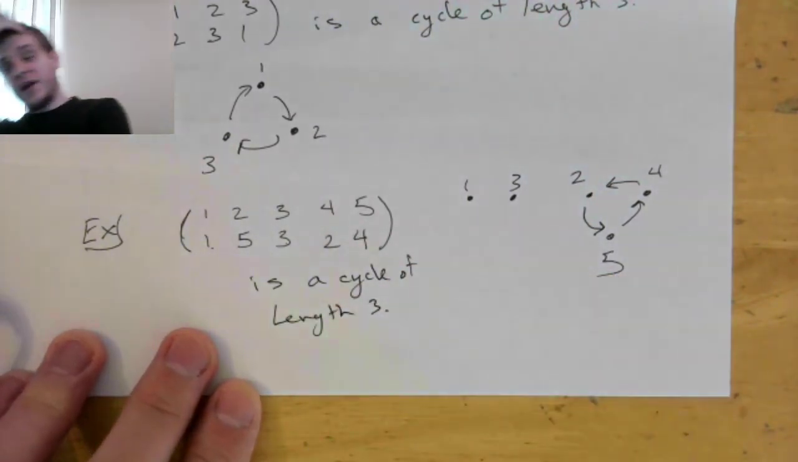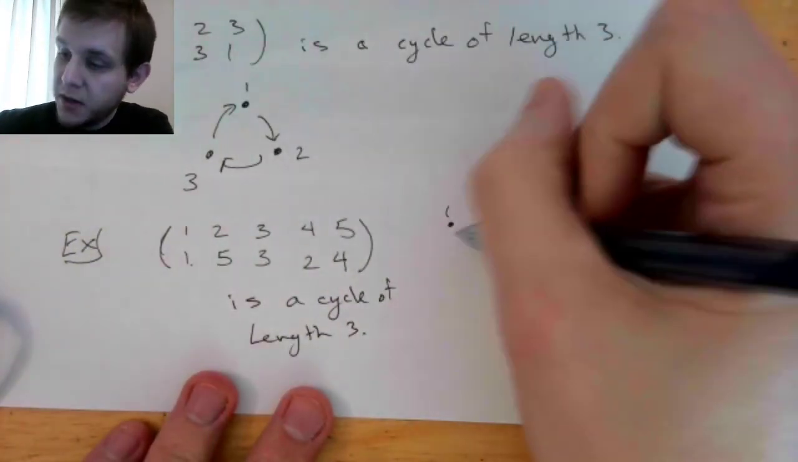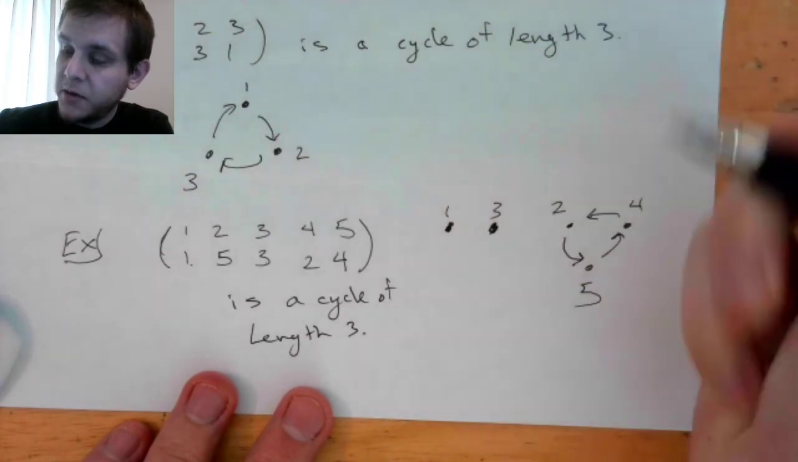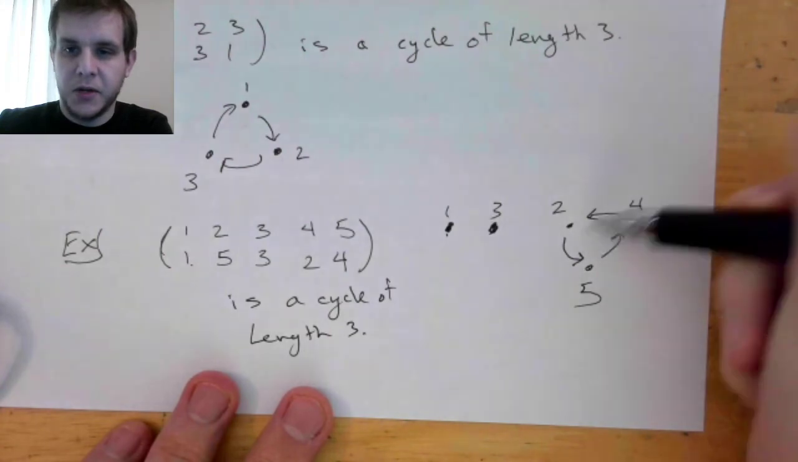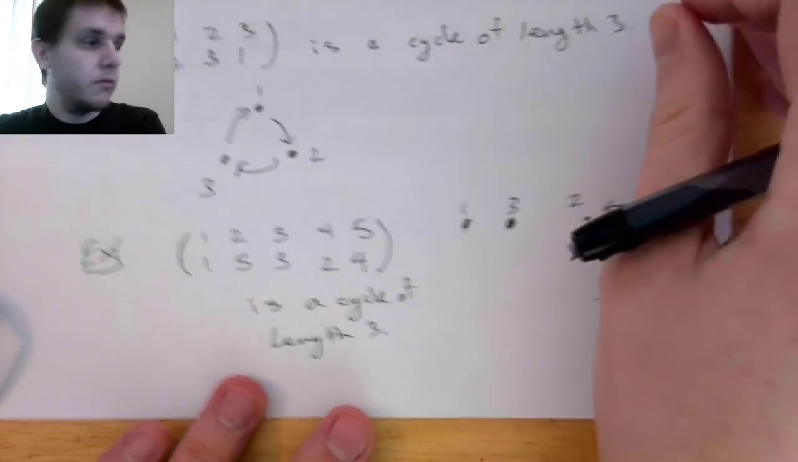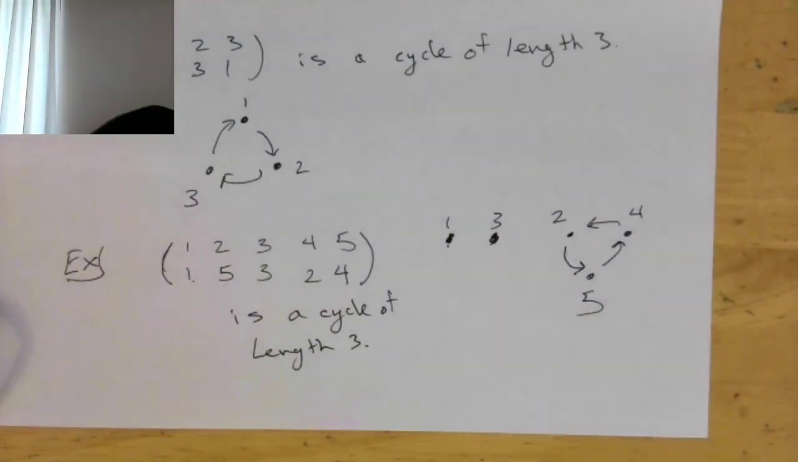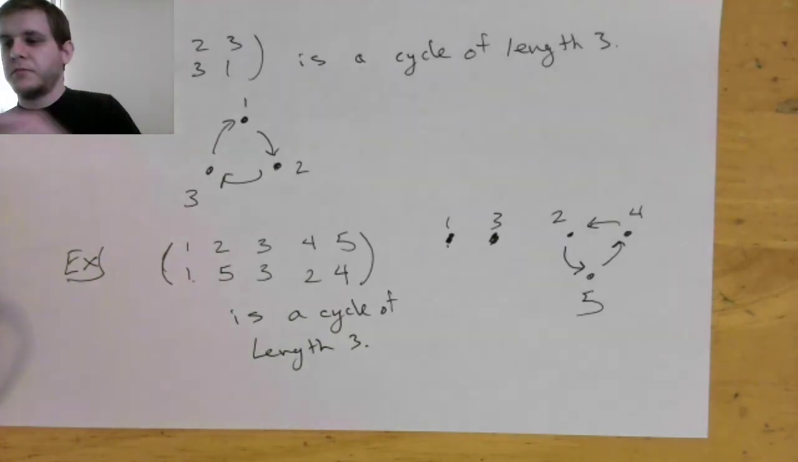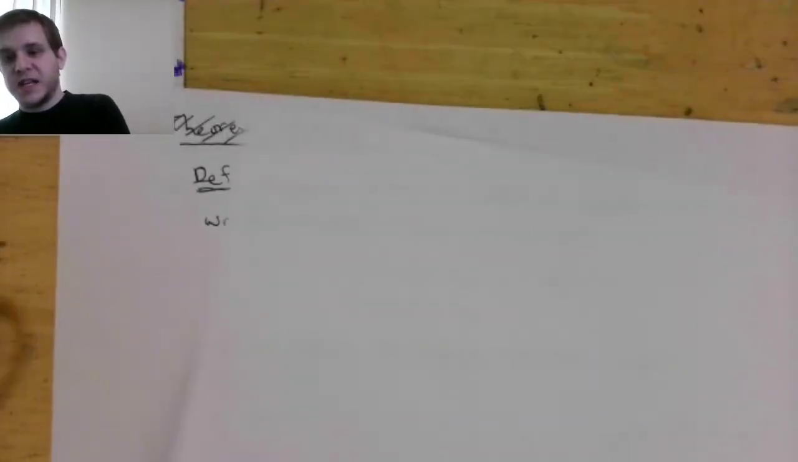This one belongs to S5, but this is a cycle of length 3 because my fixed point set has size 2, and these 3 elements are moved around in a circle. So cycles will play a crucial role in our main structure theorem for this section. And so what I'm going to do for the rest of today's lecture is state the theorem and then give some examples of the notation that comes out of this theorem.